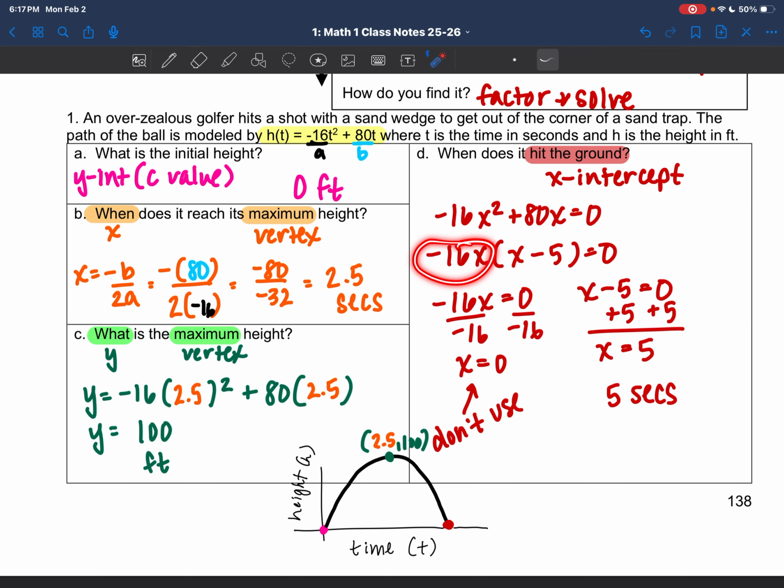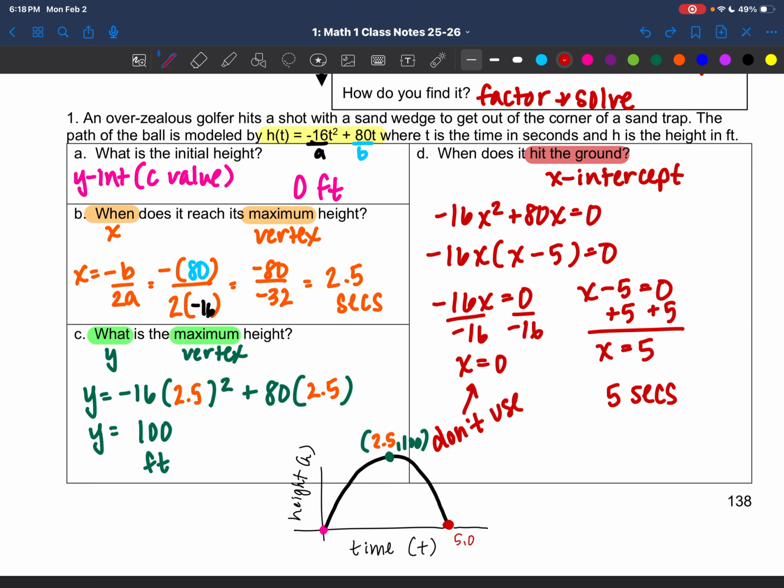So we're going to set this equal to 0, and that's going to give you x equals 0. And then we're going to set this equal to 0, and that's going to give you x equals 5. Now, we're not going to use this one because that's where they started. They wanted to know, after he hit the ball, when did it hit the ground? So we're going to use this, which is 5, 0.